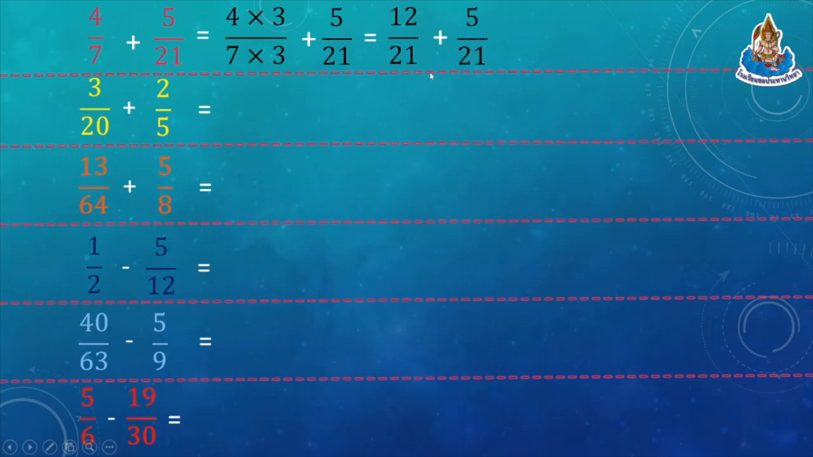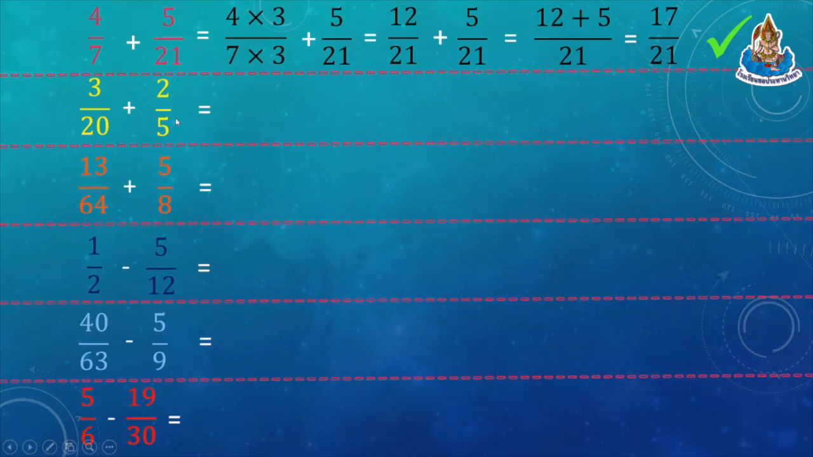Now, when denominators are equal, we add numerators. Denominators stay the same, 21, and we add numerators, 12 plus 5. 12 plus 5 is 17 over 21. So our answer is 17 over 21. Does everybody have the same answer? Alright, now we will move to the next one.